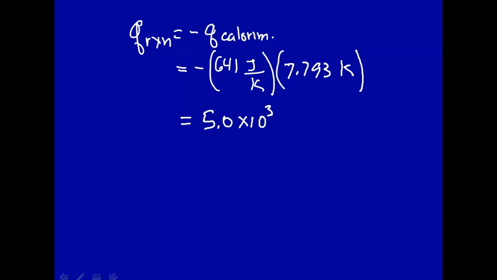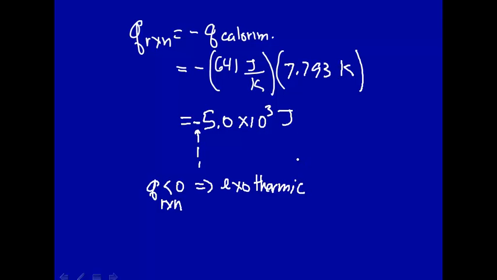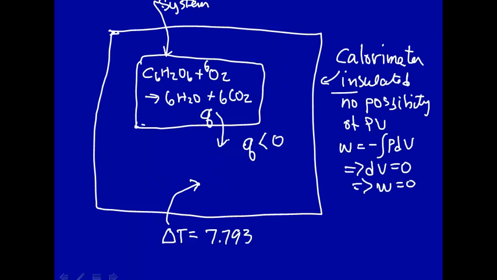5.0 times 10 to the third joule with a minus sign. Keep forgetting that minus sign there. The minus sign carries over. This is a positive number. So the energy, or the heat transferred in the reaction, is minus 5.0 times 10 to the third joule. Note that here Q is less than 0 for the reaction. This implies that the reaction is exothermic. In other words, the surroundings heat up. That's just what we have here. It's exothermic. The surroundings heated up by 7.793 delta T.